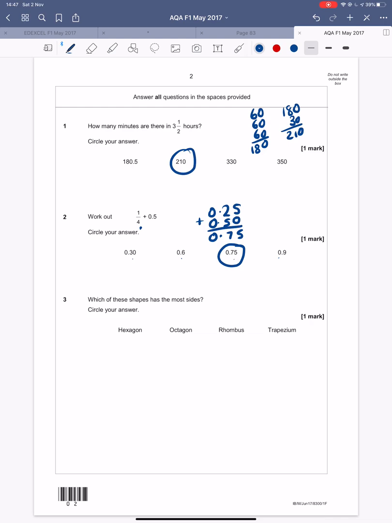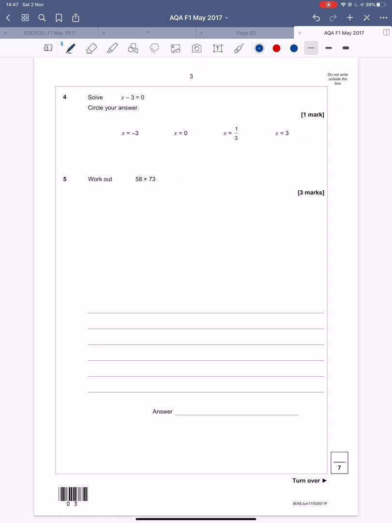Which of these shapes has the most sides? So we need to think hexagon is 6, octagon is 8, rhombus is a 4-sided shape, and so is a trapezium. So it's the octagon with the most sides.